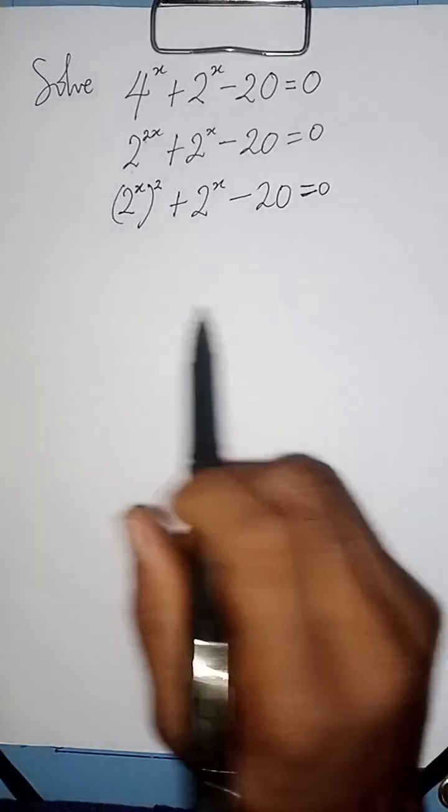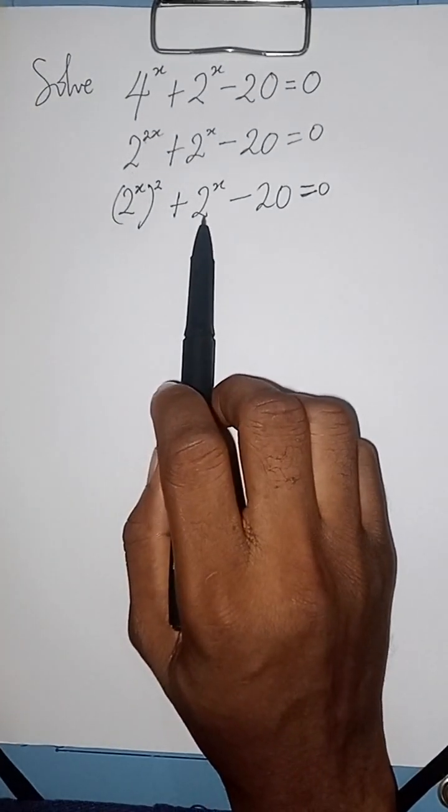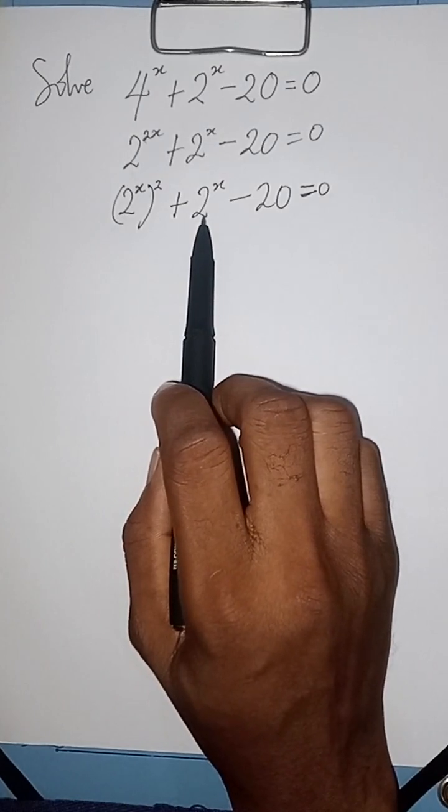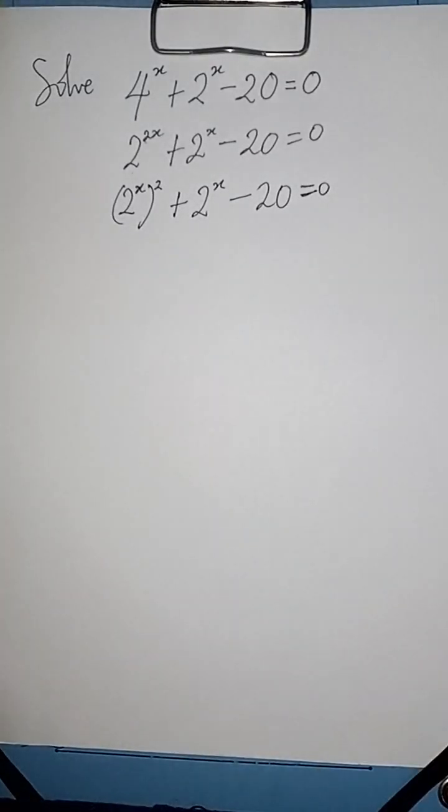The reason why I did it that way is so that this looks exactly like the second term in the equation: 2 raised to power x, 2 raised to power x. Now, I can decide to solve this question like this. As a math teacher, it won't be a problem. But for you students, you may be confused as regards what I did.